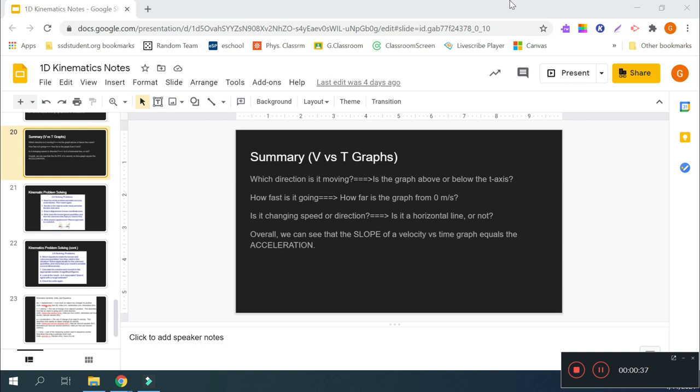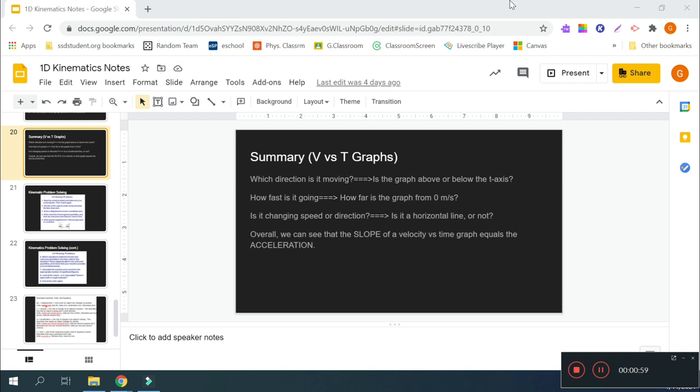So first things first, when we summarize what we know about velocity versus time graphs, we can go back to the same three questions that we've been talking about all along. And the first one was, which direction is it moving? So if we're looking at a velocity versus time graph, we want to know, is the velocity positive or is the velocity negative? So the way to know that is to know if the graph is above or below the t-axis, your horizontal axis.